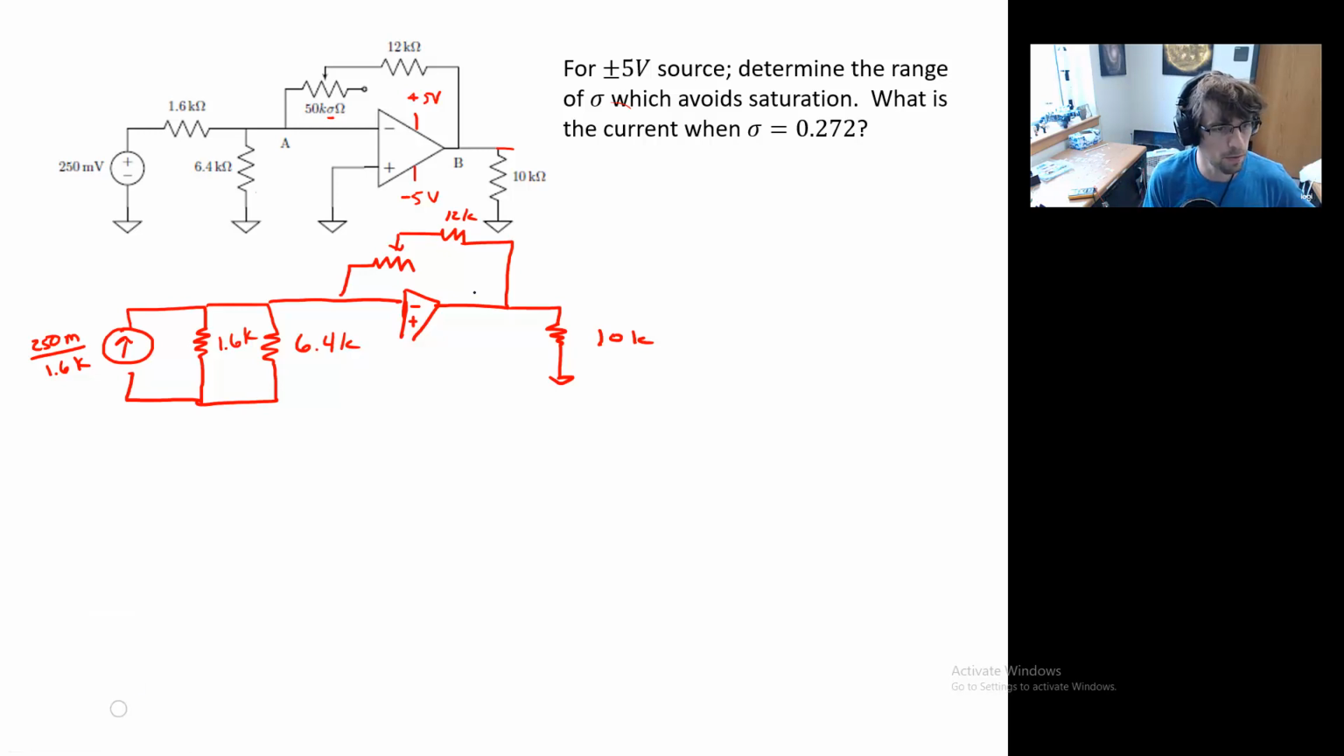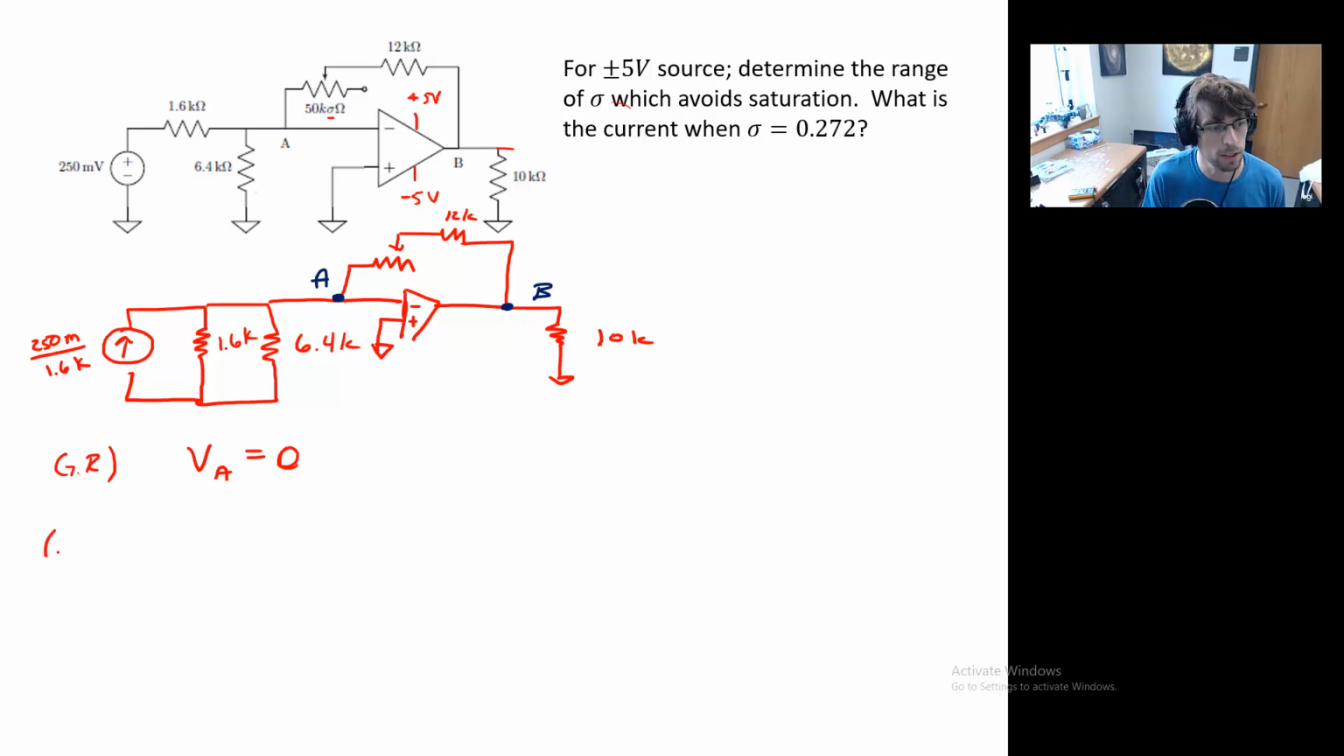First of all, I'll call this node A. I'll call this one B as in boy. You can see one of the advantages of the source transformation is that you have these drops across the individual resistors now. So of course, the golden rule would tell us that the potential at A is equal to 0. It's equal to 0 because the non-inverting input is grounded.